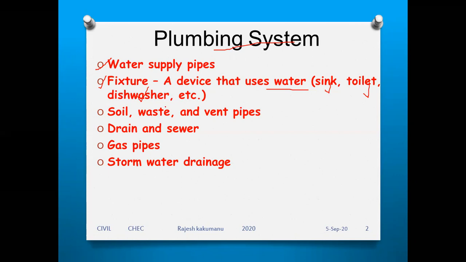Next, what is the other type of system? The soil, waste, and vent pipes. The soil pipe is whatever you are using for excreta, and vent pipes are nothing but ventilation pipes. Next, drain and sewer systems. Drain means whatever we are pumping outside. Gas pipes are used for the escape of ventilation fumes or other gases, and then storm water drainage pipes. So these are the main plumbing systems we use for any sanitation purpose.